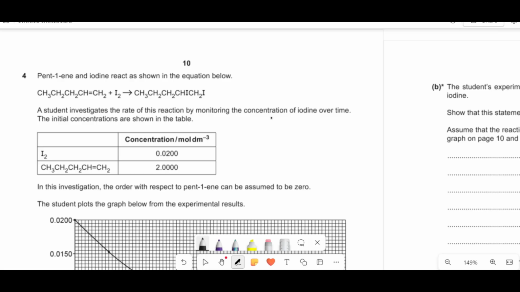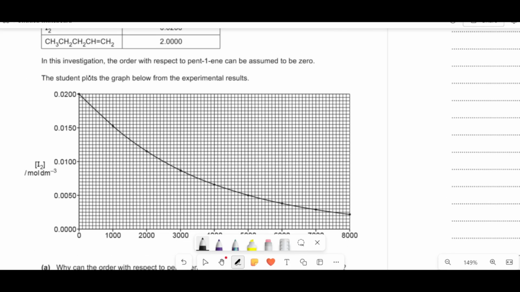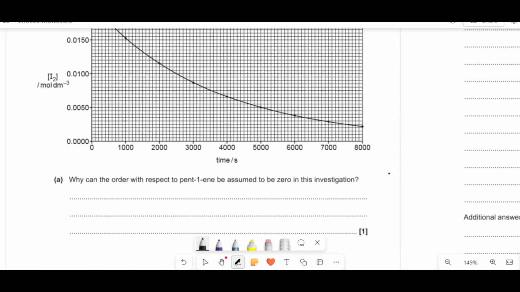So pent-1-ene... so propanone and iodine react in this equation below. A student investigates the rate of this reaction by monitoring the concentration of iodine over time. The initial concentrations are shown here. Nice. So in this investigation, the order with respect to propanone can be assumed to be 0. The student plots the graph below to show the experiment results. So why can the order with respect to propanone be assumed to be 0 in this investigation?